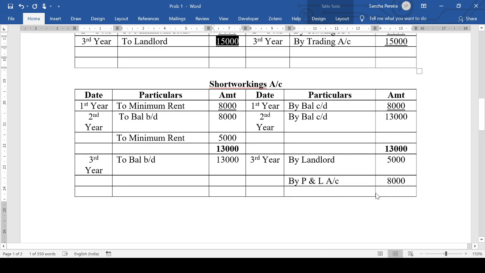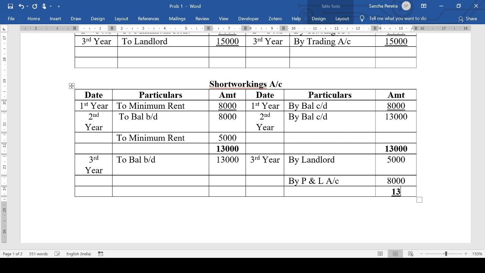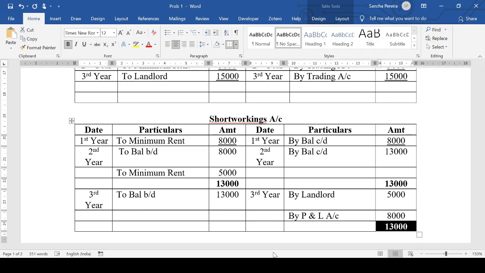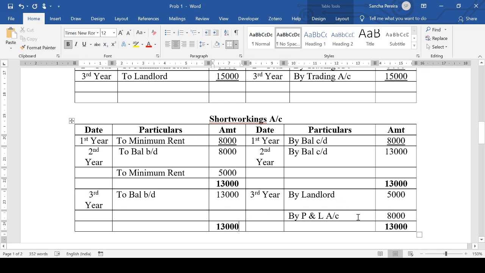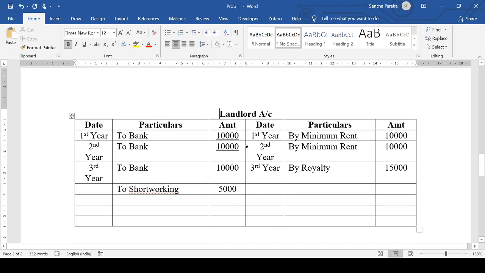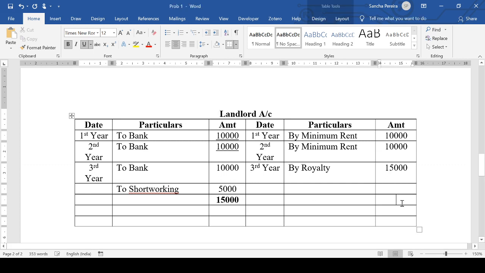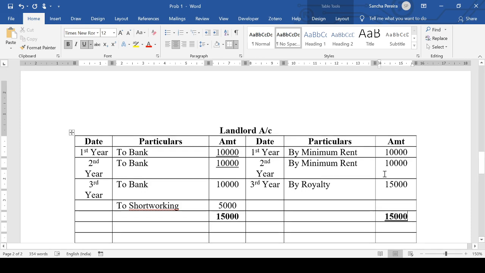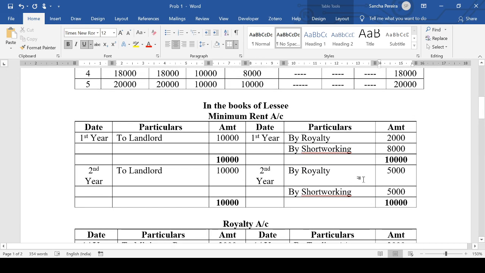Close your short working account. I think the short working account now balances 13,000. So what did we do? We recoup part, and the part that we couldn't recoup, we transferred to P&L account. Landlord account also balances 15,000. Did we have any entries in minimum rent account this year in the third year? Nothing, because minimum rent account doesn't make a difference, it doesn't need to be taken into account.